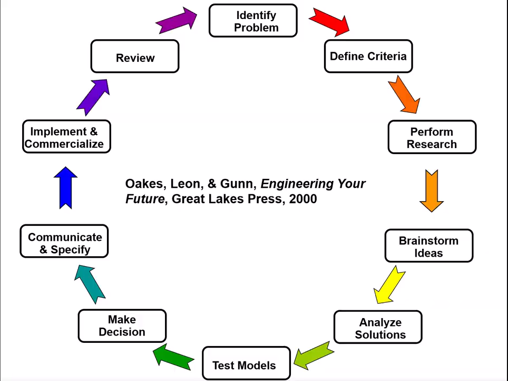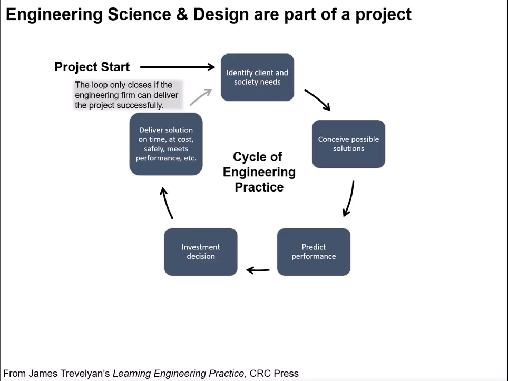These have some value because engineering science and engineering design are both part of projects. And projects are cyclical. They do have a set of steps. This is from somebody in Australia that says when we do an engineering project, a design project, we have to identify the client and society needs, conceive of possible solutions, predict the performance of those solutions, and then make an investment, whether we want to basically spend our money on creating it.